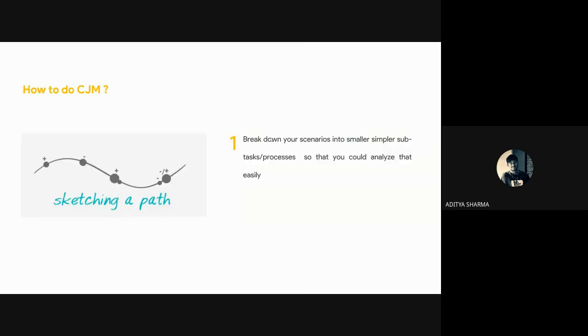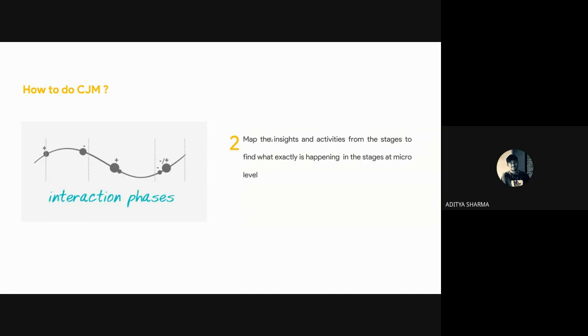And now coming to what are the steps to do customer journey mapping? First, we take the scenario and break it down into simpler subtasks and subprocesses so that we can analyze it better. Next, we put up insights: what the user is thinking, what the user is feeling, and what the user is doing in each phase. Let's say we have divided it into 4 or 5 phases.